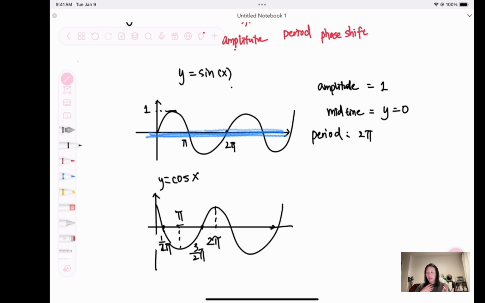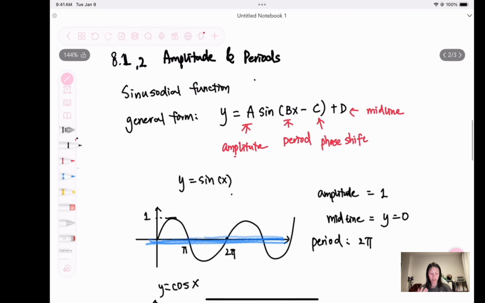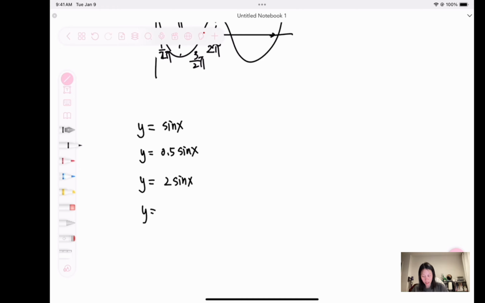Now, in this video we're only going to talk about the letters A and B, which are the amplitude and the period. In the next video, we're going to talk about C and D. Let's take a look at the difference between sin x versus sin 0.5x, sin 2x, and 4 times sin x.